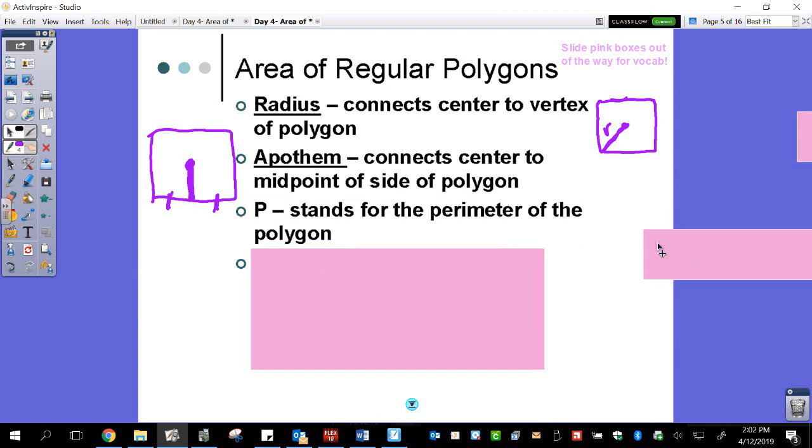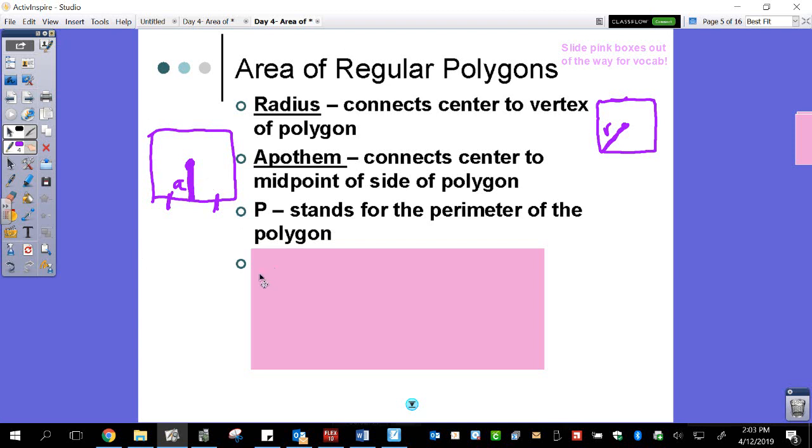Now, by the way, the apothem, when we talk about it, we represent that as little a. So this is A. And a radius we represent as R. P, y'all should already know, P stands for perimeter. It's always capital.